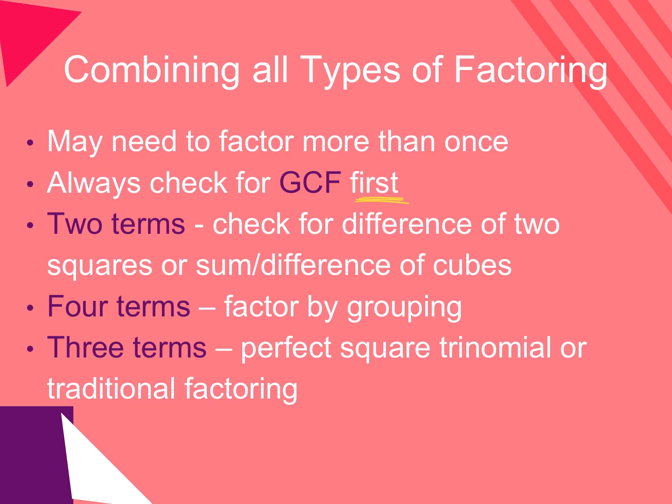If there are two terms, we're going to check for a special case like a difference of squares or a sum or difference of cubes. If there are four terms, you want to check if we can factor by grouping. And if there are three terms, check if there's anything special about it, like a perfect square trinomial, or if it's something that you could just factor like normal, traditional factoring as we did in the previous lesson.